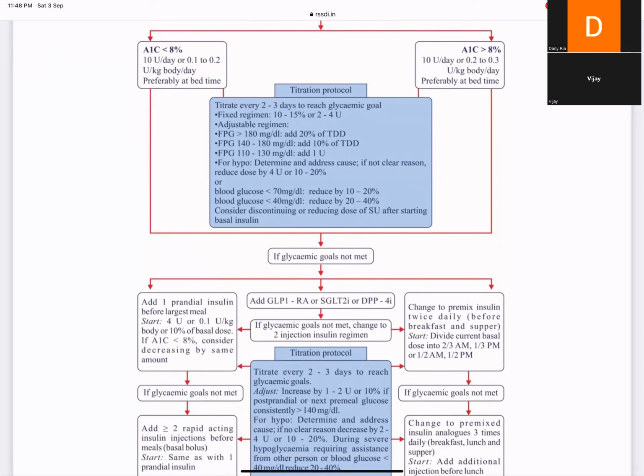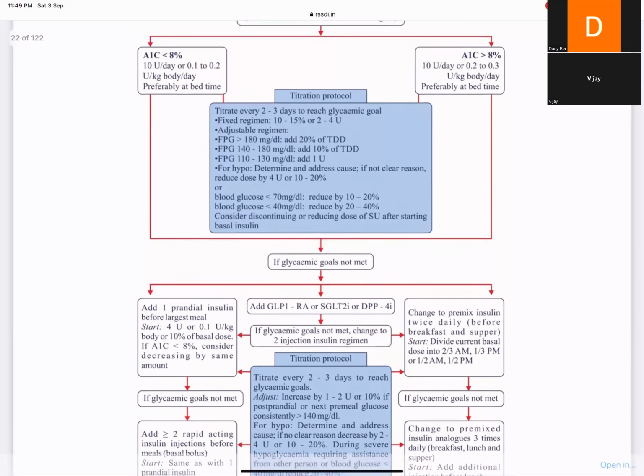For example, fasting plasma glucose is more than 180. The target is assumed to be 110 to 130, as it is not given there. If it is more than 180, add 4 units. If it is 140 to 180, it's a little higher than the target, so add 2 units. Suppose it is within target, you can leave it as such.